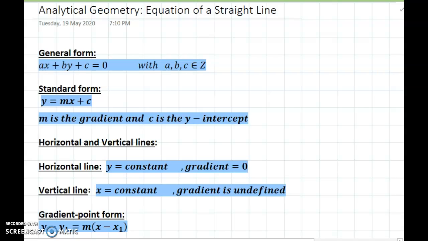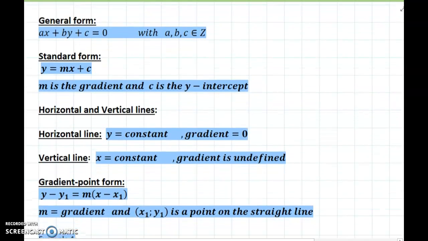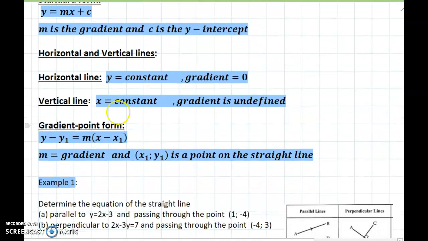So let's look at the one that we want to focus on today, and that's called the gradient point form. And this is the format: y minus y1 is equal to m(x minus x1). When we have this little subscript here, it actually means specific values. The format of this line is very useful when you've got the gradient and a point. Then all you do is substitute. So m is still the gradient, and the x1 and the y1 are just the coordinates of the point on the straight line.